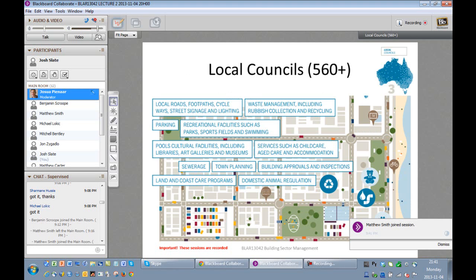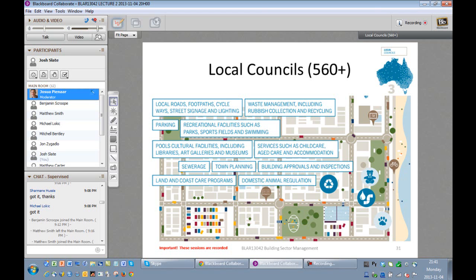If we move on to the local councils, and remember I said that there's about 560 of them across Australia, that figure is about a year old. As far as I know, that's not yet increased, but as more and more towns get promulgated, we'll see an increase in that number. I think the basic increase is now passed, and we're just growing really slowly.